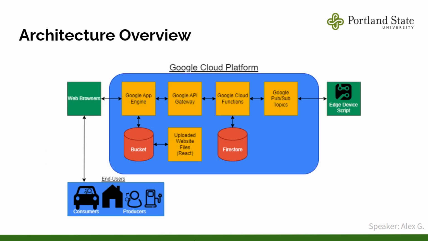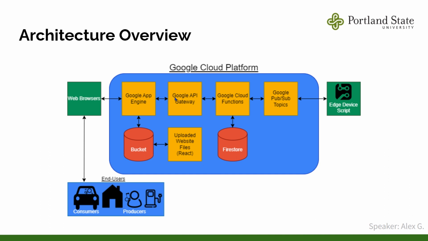So now let's talk a little bit about the architecture of the project. This project uses a lot of services provided by the Google Cloud Platform. First, the users of CarBnB access the website that is hosted on Google App Engine by using standard web browsers. This retrieves JavaScript files that are stored in an S3 bucket and returns them back to the web browser to render.